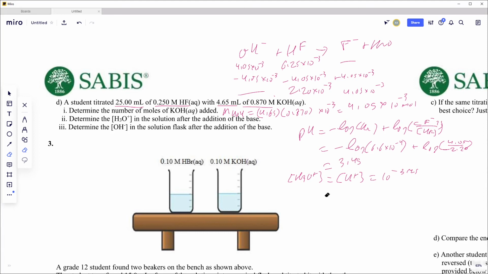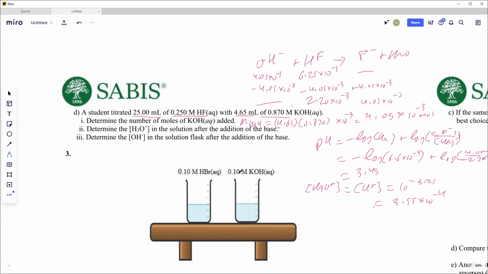And so yeah, 10 to the minus, let me put that in the calculator, 10 to the minus 3.45. You're going to get the concentration to be 3.55 times 10 to the power of minus 4. Yeah, 3.55 times 10 to the power of minus 4.